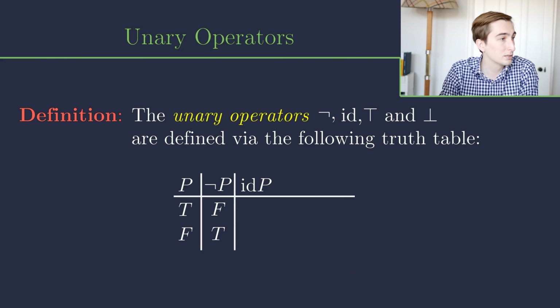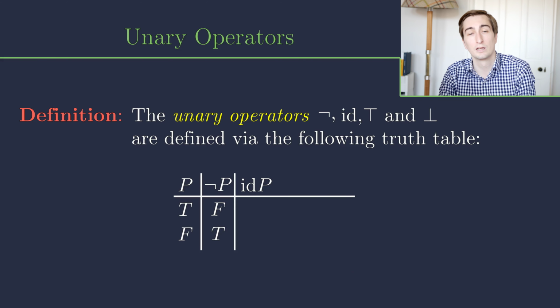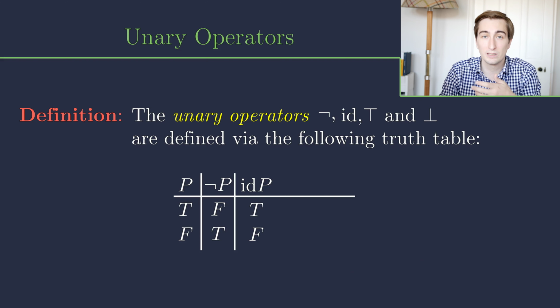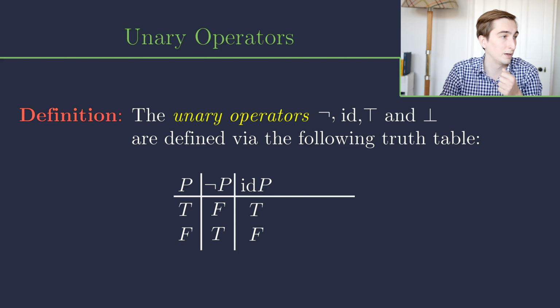So what's our next piece? Our next piece is the identity operator. Well, the identity operator is just another way of saying it's an operator that doesn't do anything to the truth values. That's to say that it takes a value of true and maps it to true, and it takes a value of false and maps it to false. So it's a very simple operator. It effectively does nothing to our truth values.